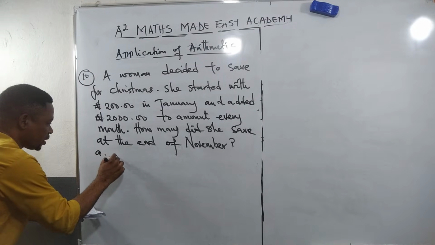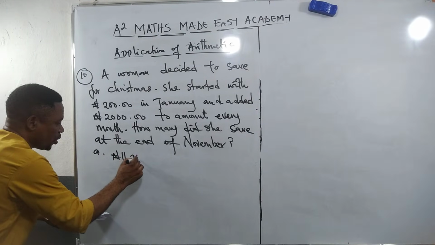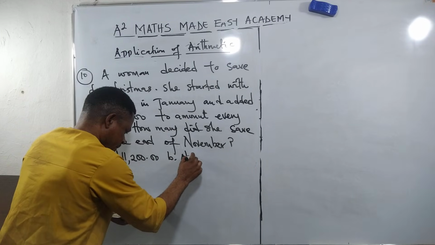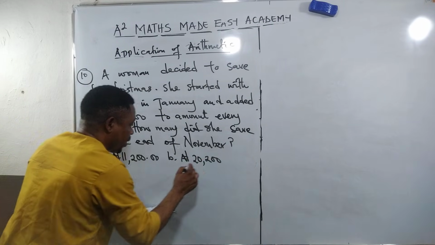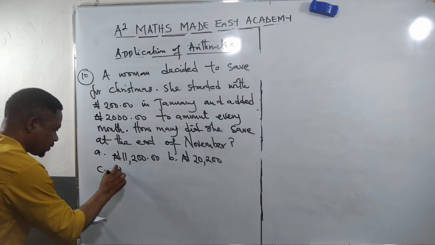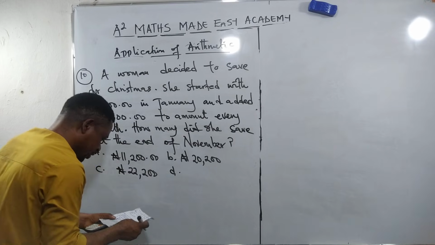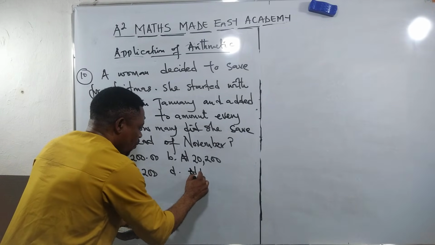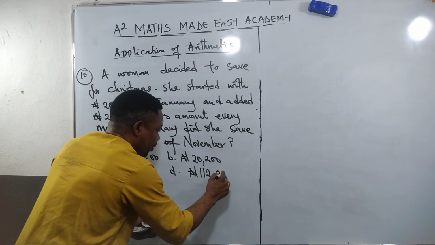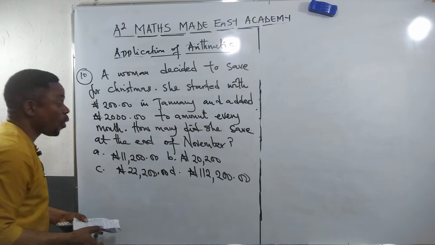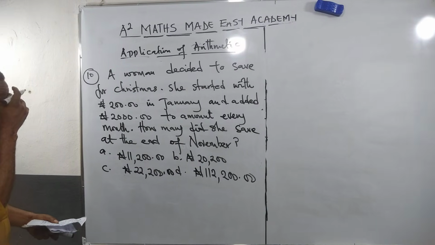Option A says 11,200 naira. Option B says 20,200 naira. Option C says 22,200 naira. Option D says 112,200 naira. Now this is also an application or word problem that has to do with arithmetic progression.